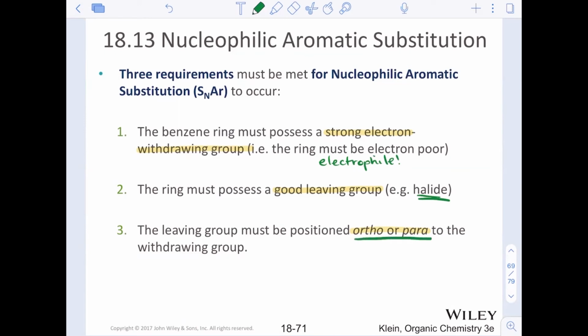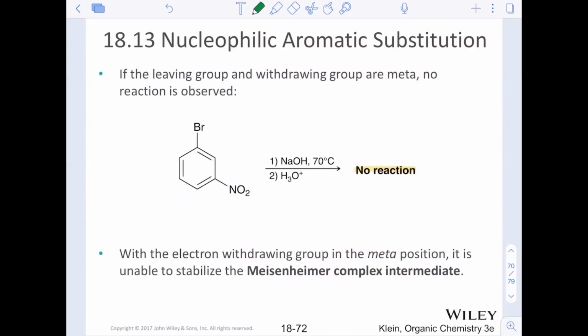That just has to deal with looking at when the intermediate forms, not the sigma complex, because we're not doing electrophilic aromatic substitution. The Meisenheimer complex, that's fun to say, is what we'll see as our intermediate. And that needs to have an ortho-para relationship for the leaving group to the electron withdrawing group. So meta, not gonna work. No reaction, okay? With the electron withdrawing group in the meta position, it's unable to stabilize the intermediate, which we call the Meisenheimer intermediate.